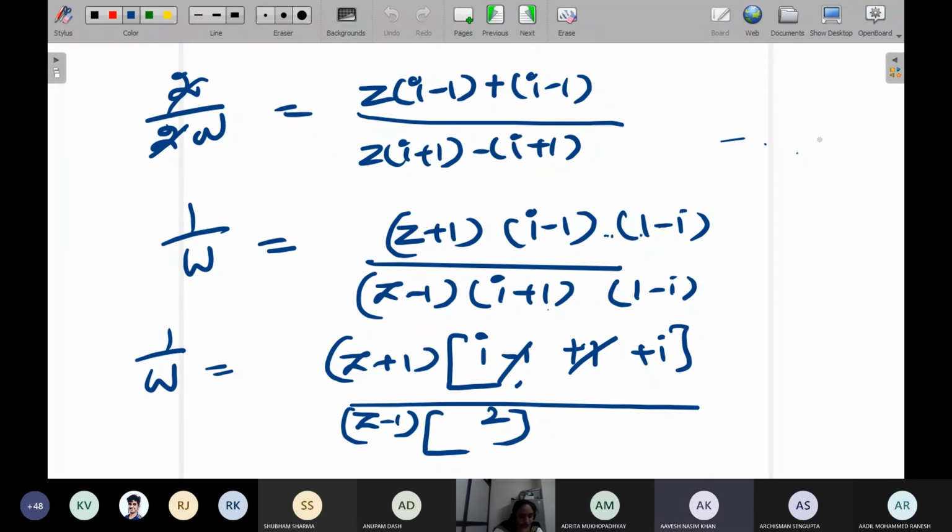Yes, ma'am. Ma'am, you multiplied by 1 minus i. Where, dear? The conjugate, right? 1 plus i's conjugate is 1 minus i, right? Ma'am, I thought you should have multiplied by i minus 1. Why will I multiply by i minus 1 here? Conjugate. The conjugate of x plus iy is x minus iy, right? Yes, ma'am, the imaginary part changes the sign.